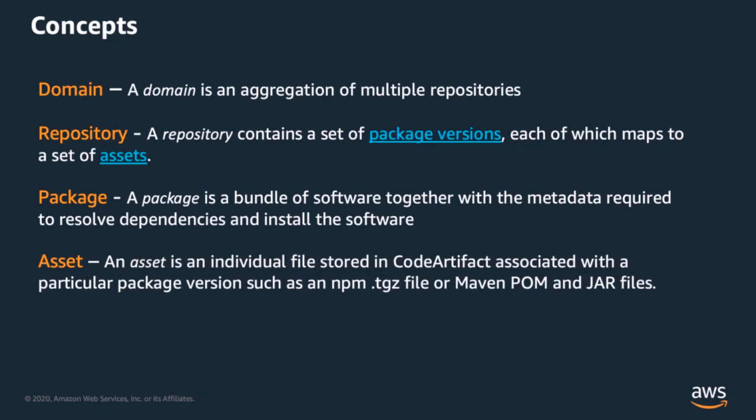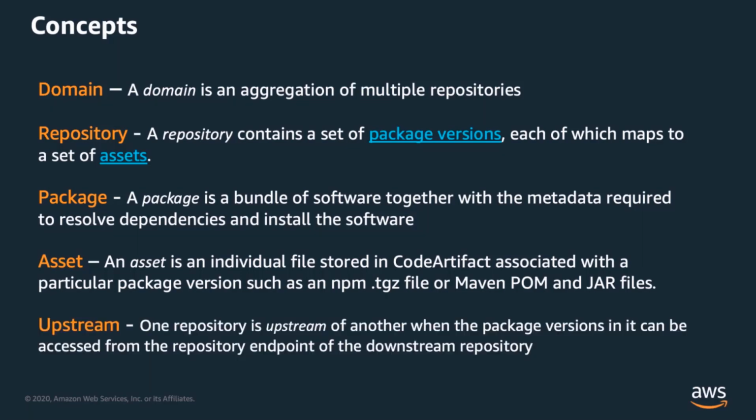Next is an asset. An asset is like an individual file. In NPM, this is just a single .tgz file. In Maven, it's a POM and a set of jars. I think in Python, it's a couple of zip files and some other metadata. And these are things that we deduplicate and store across your domain.